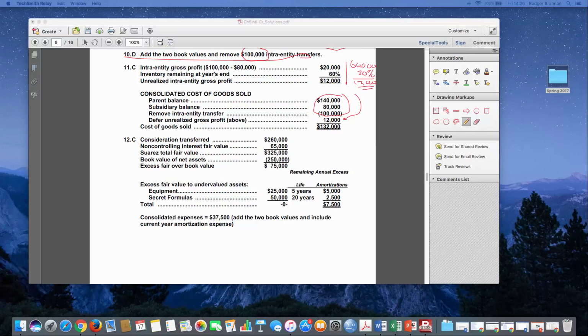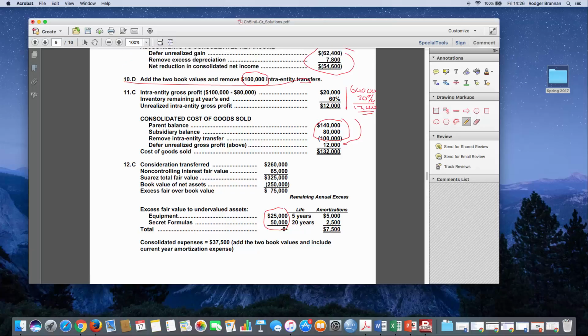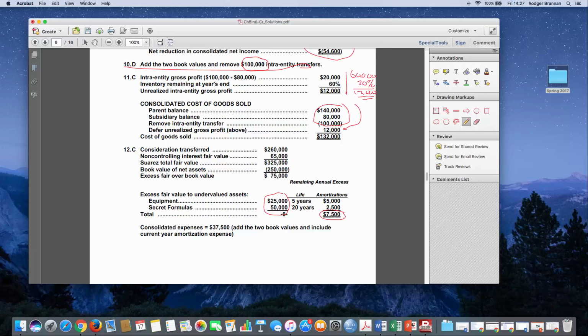All right, consolidated expenses are very similar. First, you have to get out a couple of adjustments that needed to be made here. Okay, it's actually pretty straightforward. These are the numbers they gave you in terms of the equipment was undervalued by $25,000, and the formulas were undervalued by $50,000, and the remaining life on these two different assets. So this gives you the amount of amortization that in essence will be added to the subsidiary's expenses, okay? So these are given to you. You really don't need to do much more than this part right here, just from the information.